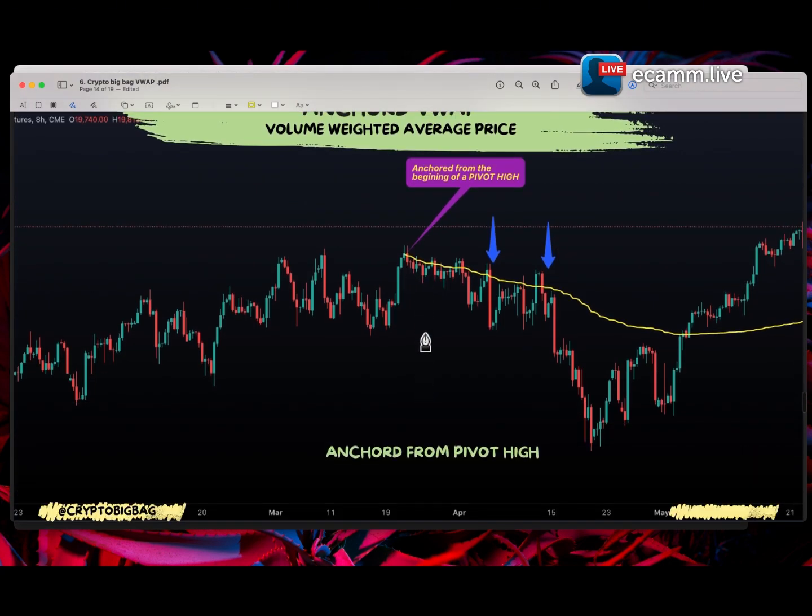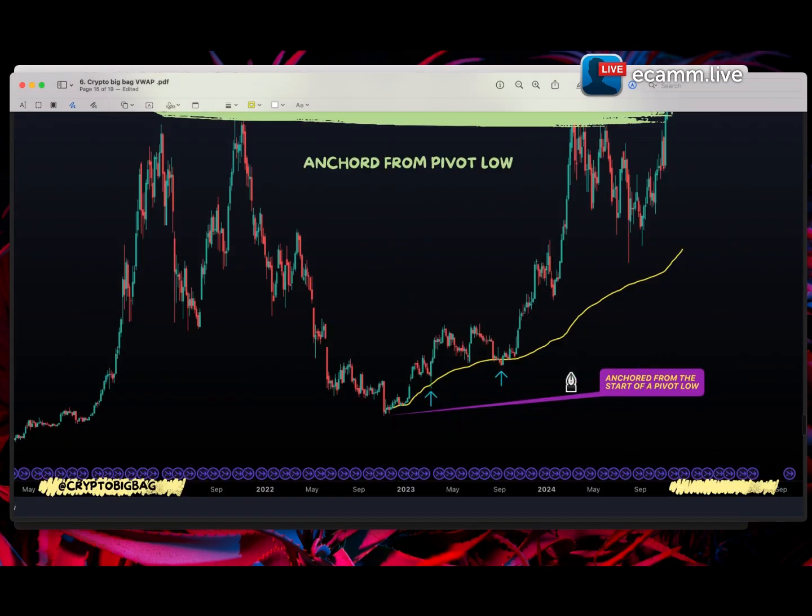Yeah, and let's say you want to anchor from a pivot high. You can see from this high, you anchor the VWAP. You can see the VWAP is acting as resistance. And when the price flips it, it acts as support and moves away. You can also anchor from a pivot low. You can see it act as support, deviate away. You can see from the pivot low, it acts as support, right?